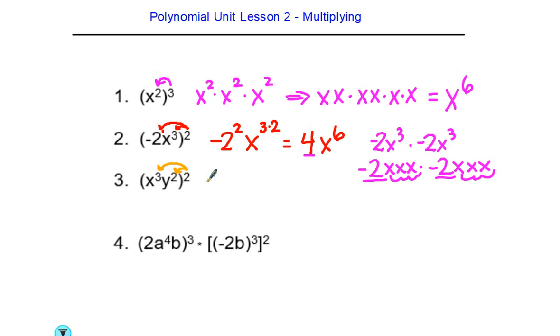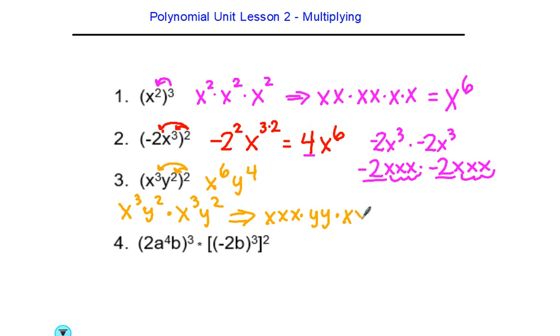All right. So this is going to be x to the 6th power and y to the 4th power. Again, expanded form would say x to the third, y to the 2nd times x to the third, y to the 2nd. And then again, I can break this down further. Expanded form, this is x times x times x, y times y times x times x times x times y times y. So we see we have 6 x's, which is where we got that, and then 4 total y's.